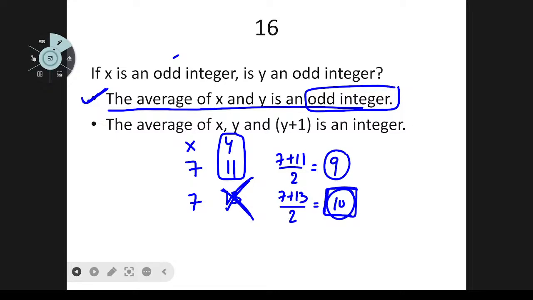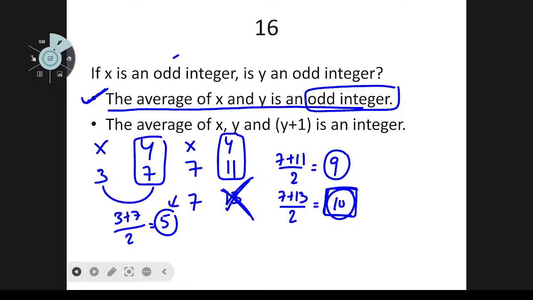So what I understand here is if x is odd, to get the average as an odd integer, definitely my value of y should be odd only. Let's say I'm taking it as 7. So 3 plus 7 divided by 2 is equal to 5. Correct? So for this to happen, definitely the y value should be odd. There is no other chance. For this to get satisfied, I only have to take the odd integer.